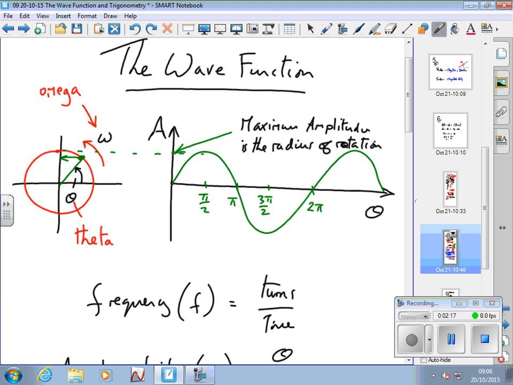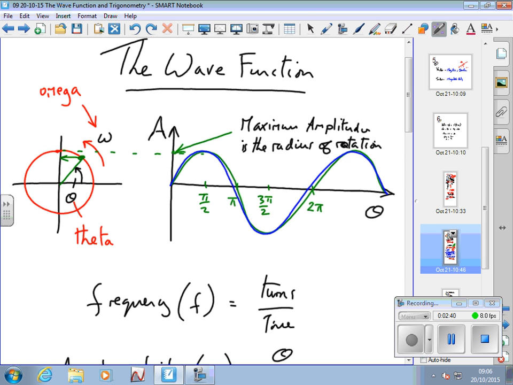And that turns out to be really useful, because I might be wanting to consider this rotation producing a voltage. So I could represent voltage on this axis against time. So this amplitude is actually giving me the voltage as time goes by in an AC circuit, for example.